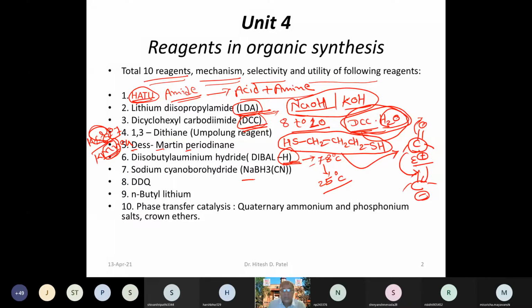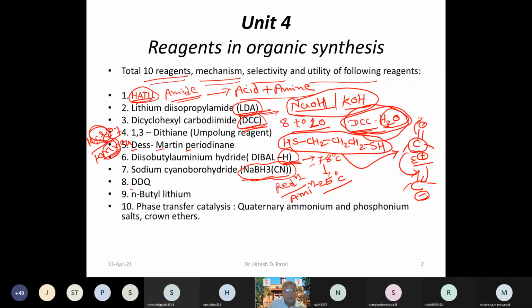Now next one is NaBH3CN. NaBH3CN is a specific kind of reagent. By using this reagent, we can carry out two reactions simultaneously, and that's why it is known as reductive amination reaction. So when we are using this reagent, two reactions will take place. One is reduction and second one is amination. So it is known as reductive amination reaction.